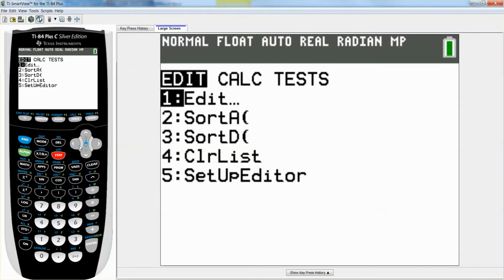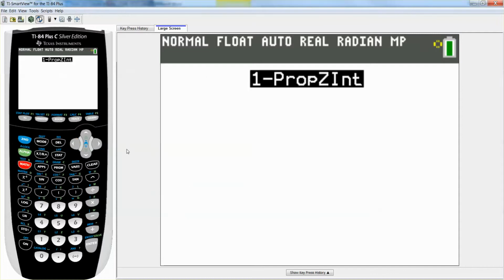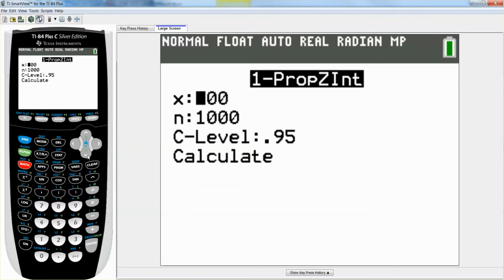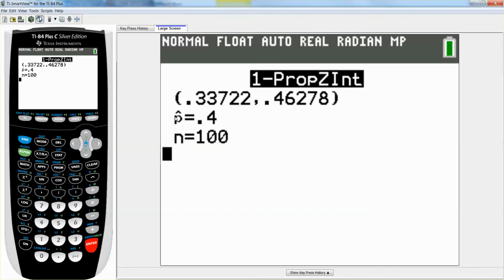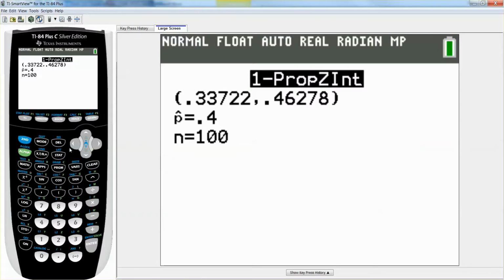So I'm going to go stat, tests, and I'm going to pick letter A, which is one prop z int. I'm going to do 40 and 100. And for that first one, we want a 0.8. I'm going to go down to calculate. And there's the confidence interval, 0.33722, 0.46278. So I'm going to put that right here. And then, you know what, let's just go find all the rest of the intervals right now.